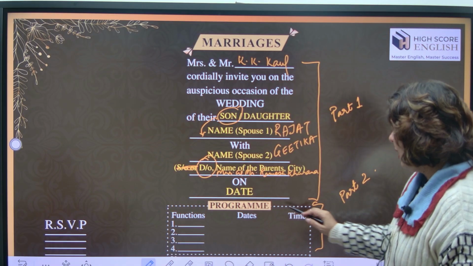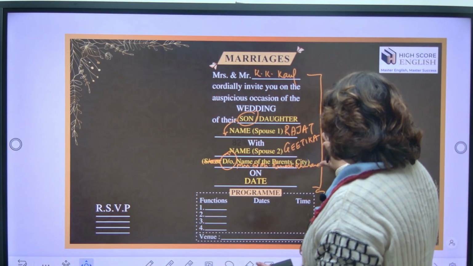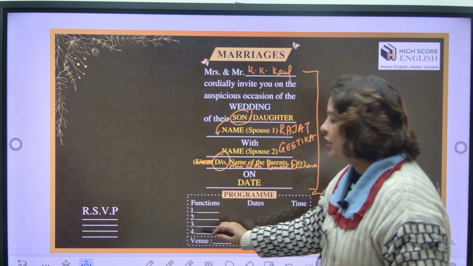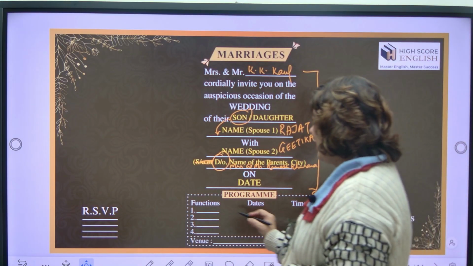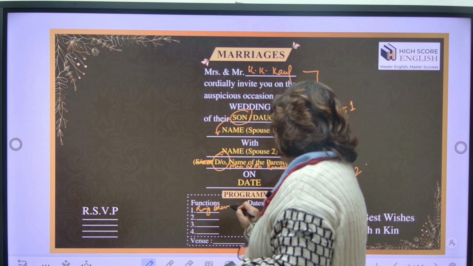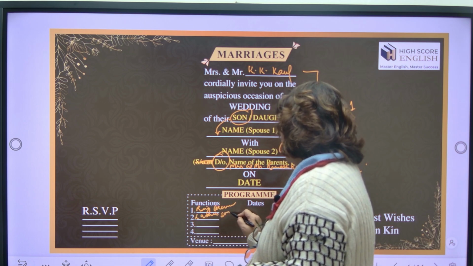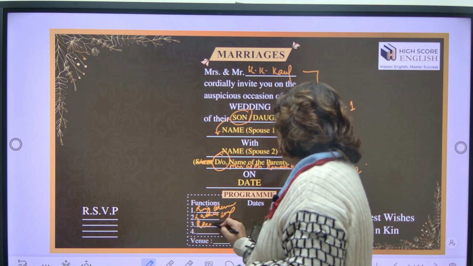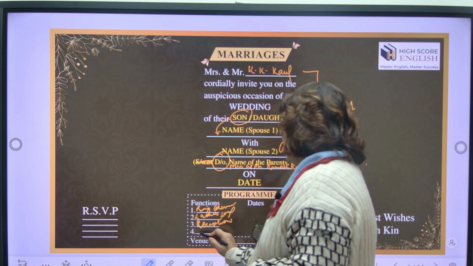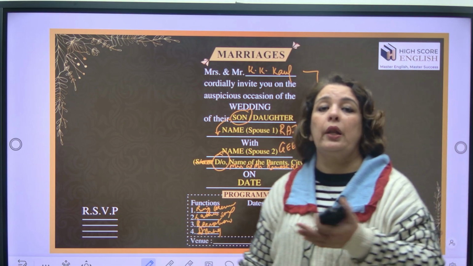You will write program and you will make a small box. And when you are doing the small box, you are writing whatever functions are there. General ones you are going to write. You can write ring ceremony. The first thing. Ladies Sangeet, reception of Barat, and dinner. Reception of Barat is not khana.